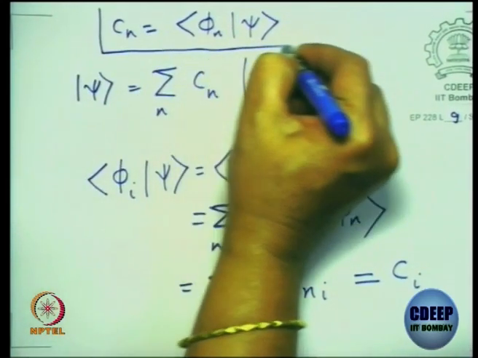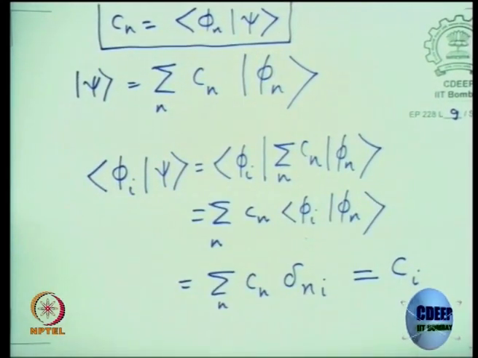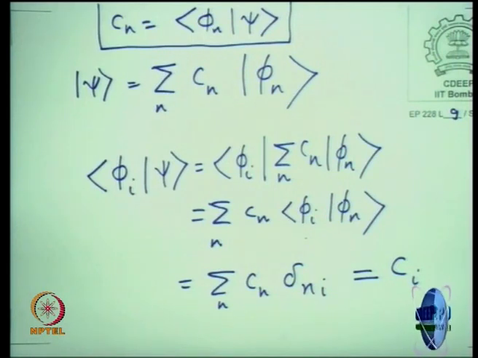Okay. Is that alright? Each of these coefficients in the superposition of states, where phi n's are the basis states, the coefficient Cn can be determined by taking the inner product of that state with the basis states.